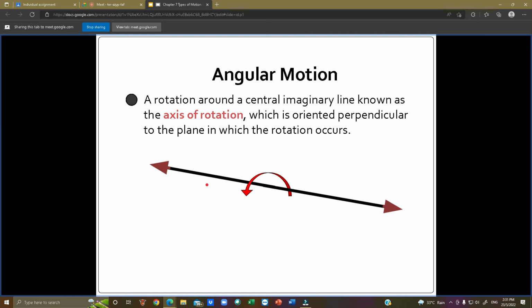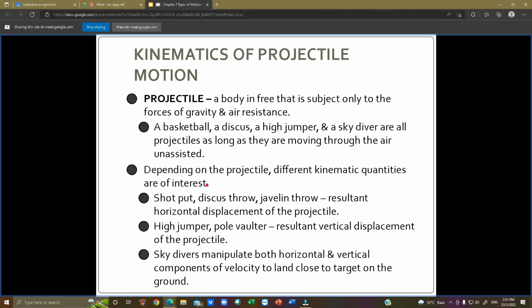Kalau sakit kepala sangat, aduh, axis kat badan manusia kat mana? Joint. Semua joint tu ialah axis. Okay, all of the joints you have in your body are axes of rotation. So all the movement that occurs at that particular part is angular motion.